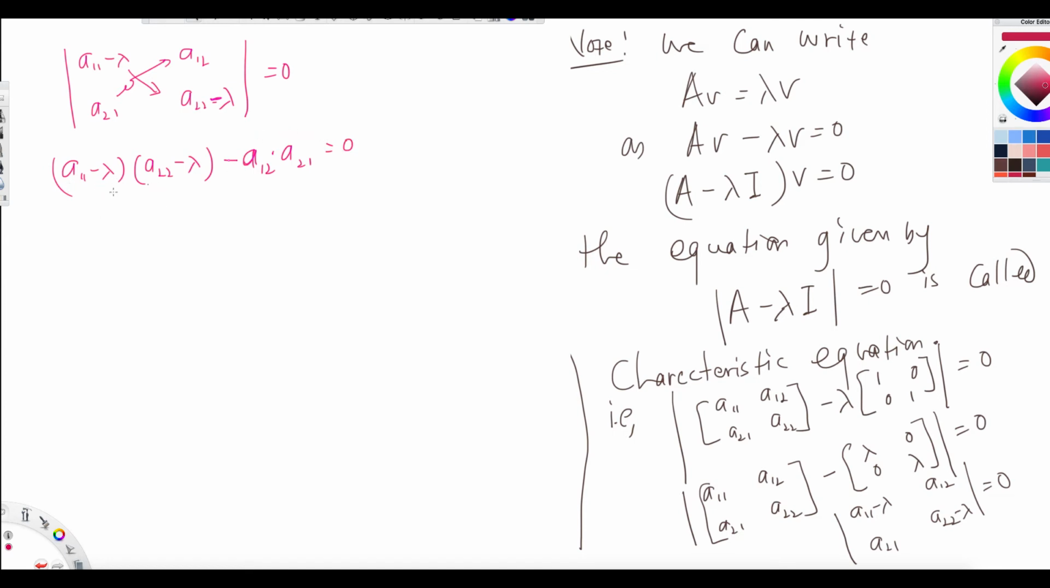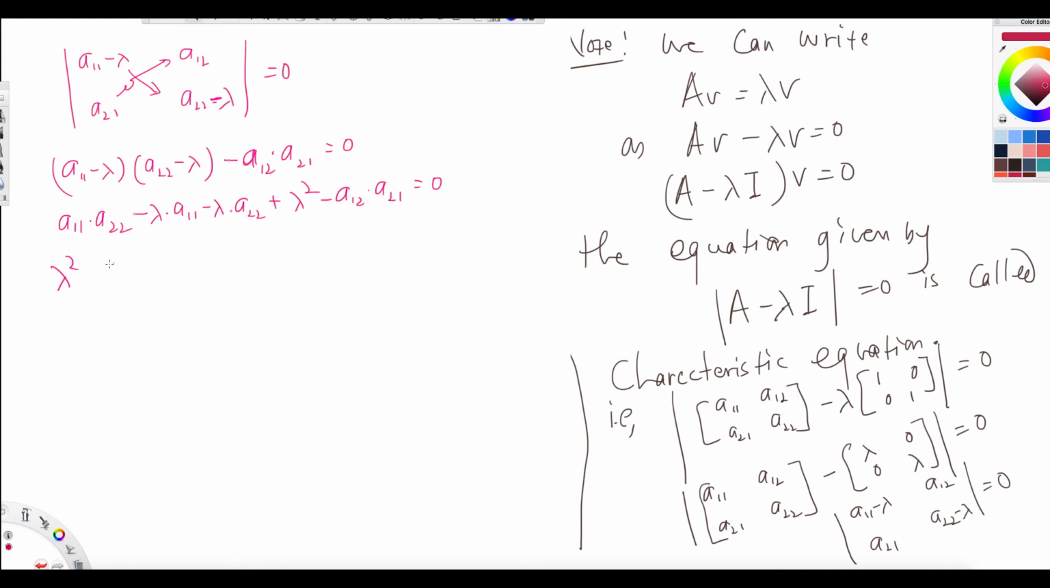Now you need to FOIL this. What do you get? You get A11 times A22 and then minus lambda times A11 minus lambda times A22 plus lambda square minus A12 times A21 equals to 0. That's what you get. Okay. Now if you write this in the quadratic form of lambda, you will get lambda square. Okay. And then what?